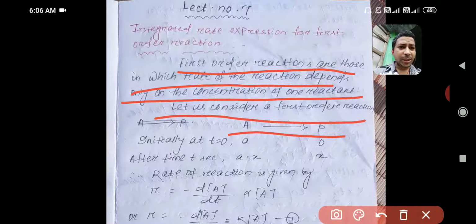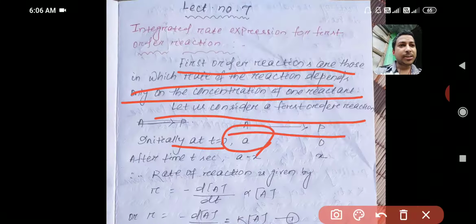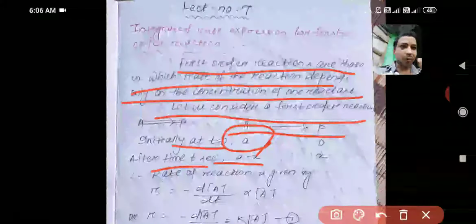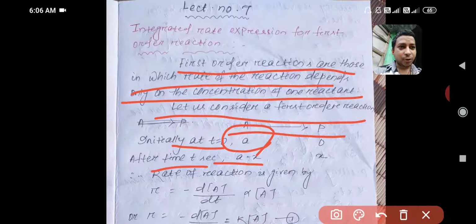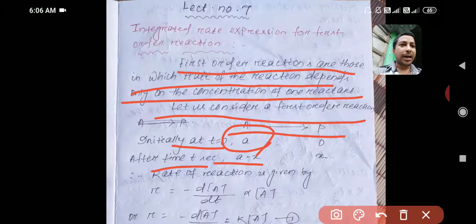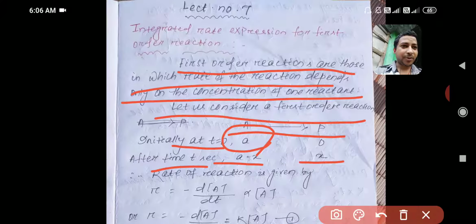So suppose initially when the time t is 0, only reactant is present. That means the concentration of reactant is a and that of product is 0. And after time t seconds, suppose x amount of A is consumed. That means the remaining concentration of reactant is a minus x and the amount of product formed is x. The concentration of product is x.